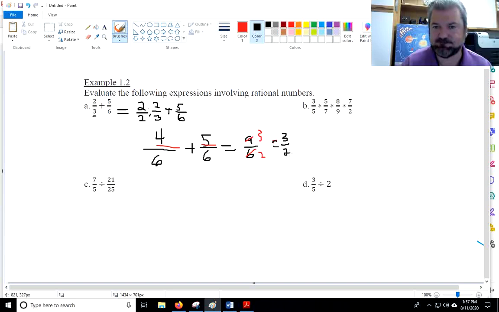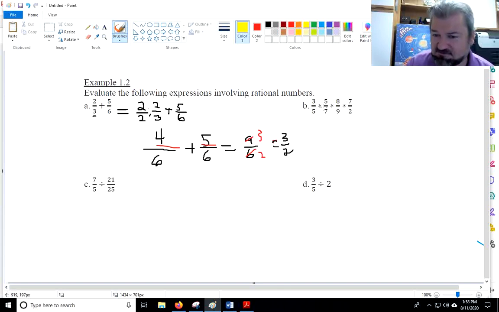3/2. There we go. All right, let's take a look at this next one. All right, well, there is a smart way and a not so smart way to do this. The smart way to do this is to realize that I can reduce any number on top with any number at bottom before I multiply. So I don't need to multiply 3 times 5 times 8 times 7. I don't even want to know what that number would be.